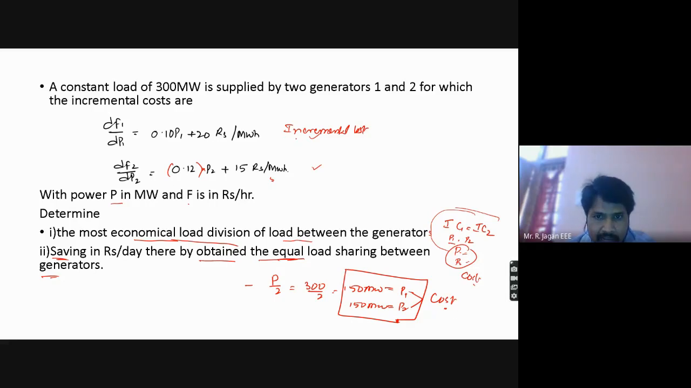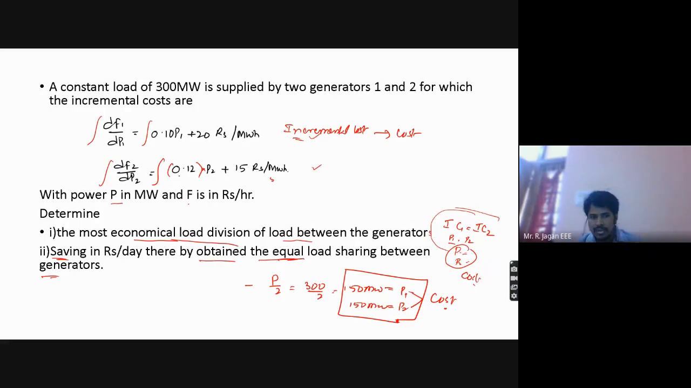So from this incremental cost, to get the cost, what do you have to do? Sorry, dou f by dou p is the incremental cost. Only f is the total cost. So from this expression, to get only f, that is nothing but cost, what mathematical function do we have to do? Integration. Yes, if you do integration here, you are going to get the f values.